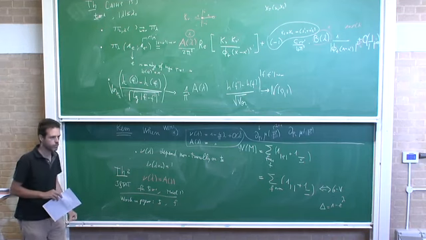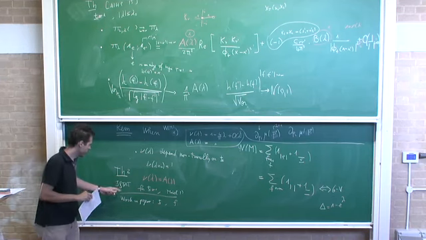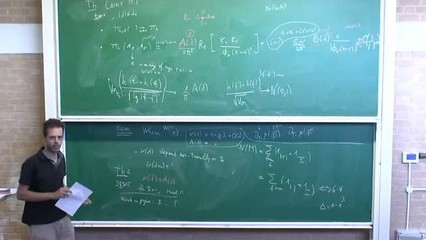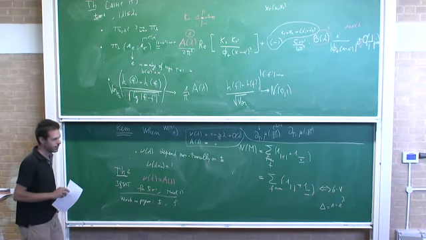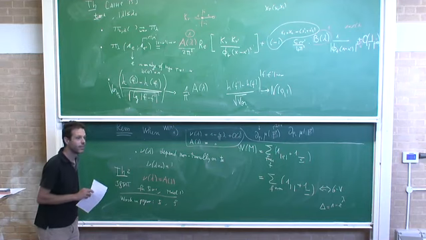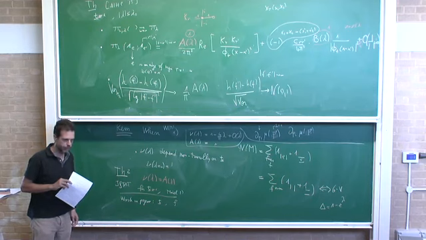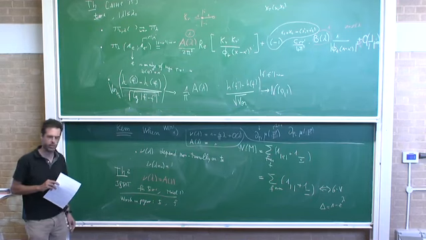What is JSTAT? JSTAT is the Journal of Statistical Mechanics: Theory and Experiment. Statistical physics. No. Mechanics. Statistical Mechanics. The online journal. Yeah. Published in Trieste.